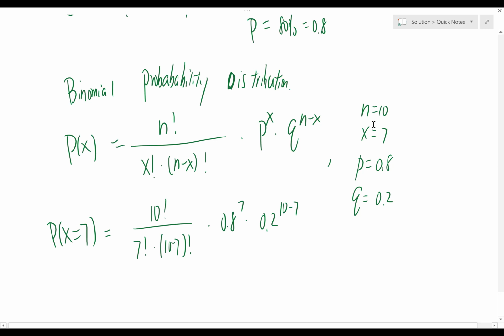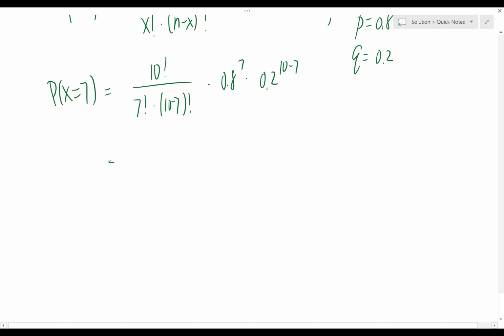If you do it by hand, you see the factorial is kind of large. Definitely you can do it by hand, no problem. I can work it out with you. So 10 factorial is 10 times 9 times 8, so it's just expanded. And 7 factorial will be 7 times 6, 5, 4, 3, 2, 1. We know that we will cancel all of that. And then 10 minus 7 is 3 factorial, so it's 3 times 2 times 1. So everything after 7.